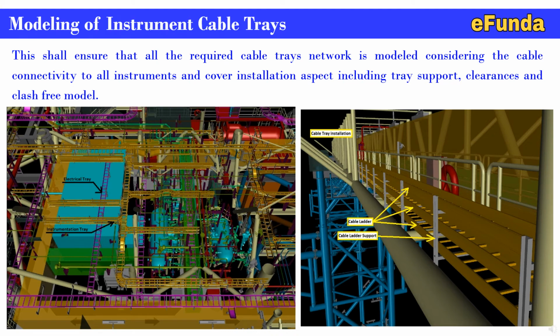This is how the modeler ensures that all the required sizes of cable trays are placed within the plant area with adequate and correct connectivity to the respective branch instruments as well as equipment, which will have main connectivity to the main cable tray. This is how the instrument cable trays are modeled in the 3D model, which will give the complete visualization, and this will help you to avoid any rework during the construction work.